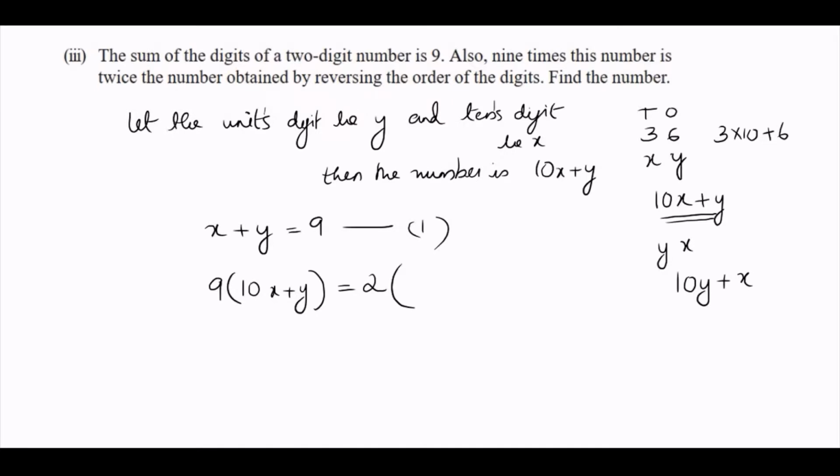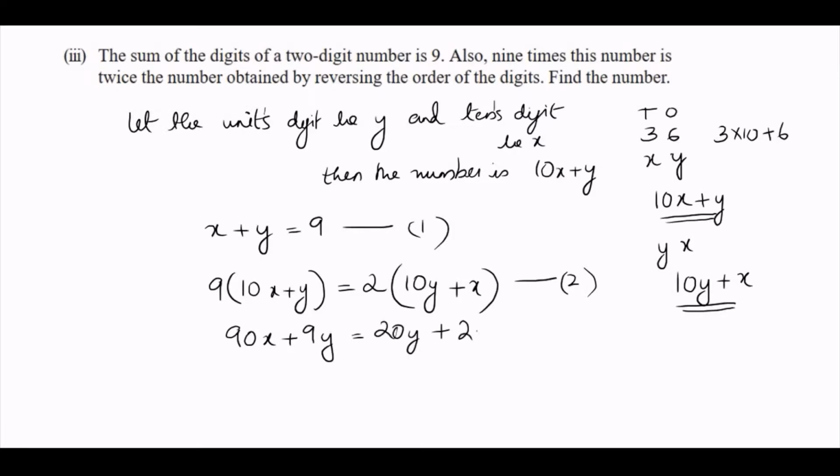So in the question it's given 9 times this number is twice the number obtained by reversing the order of the digits. So you can write 9 times 10x plus y is equal to twice 10y plus x. So this is the second equation. Now you have to rearrange and write the second equation. That is 90x plus 9y is equal to 20y plus 2x.